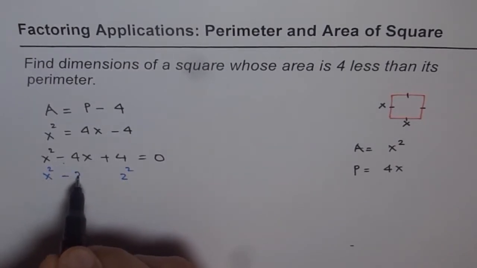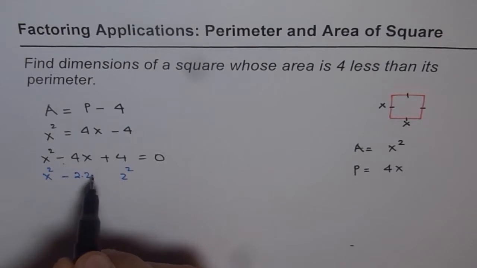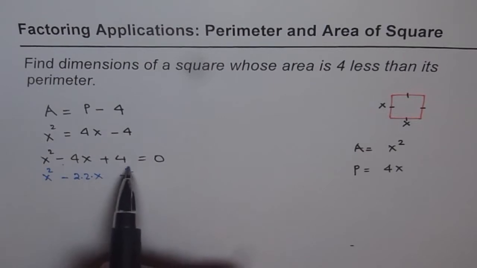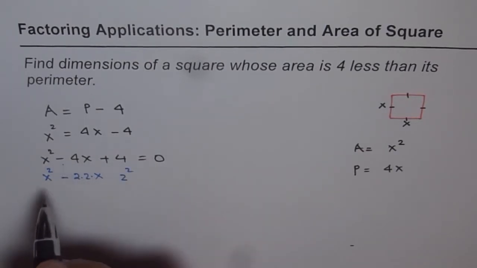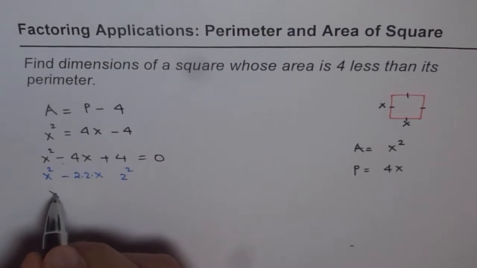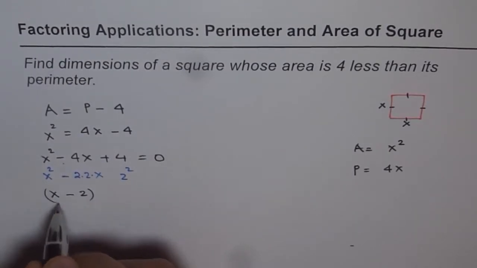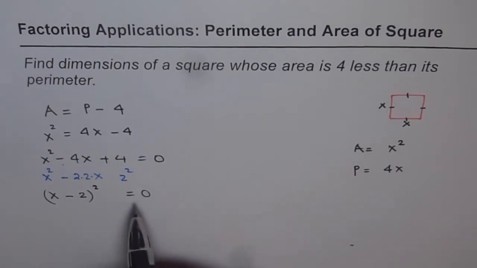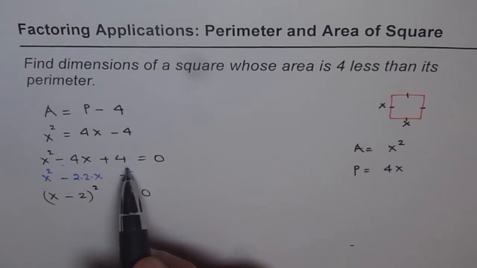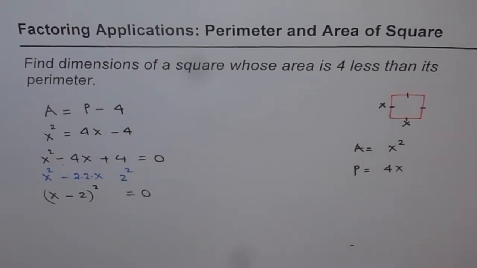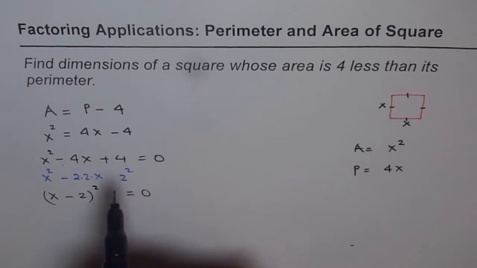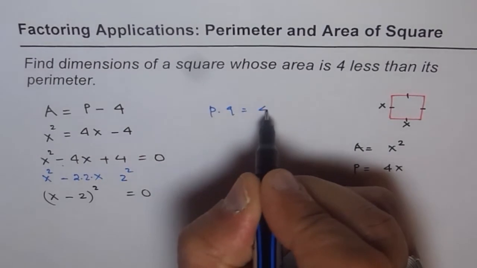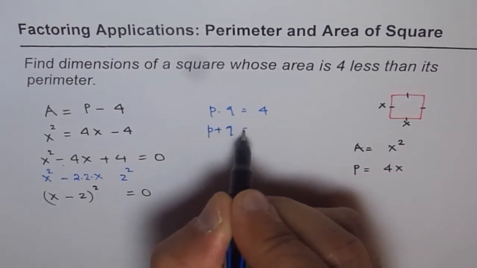So we note that this 2 times 2 is this 4, right? Times x. Do you see that? Now since it is twice a and c, this is 2 square, then we can write this as x minus 2 whole square equals to 0, correct? So that is how you can factor this. Alternate way of factoring was product and sum also, correct? So you could have factored saying that, well, let p and q be 2 numbers whose product is 4. So we are assuming that p times q equals to 4 and p plus q equals to minus 4.